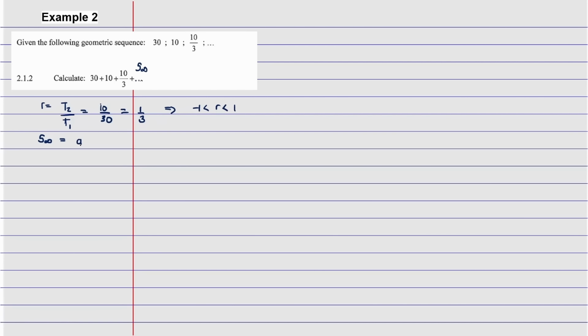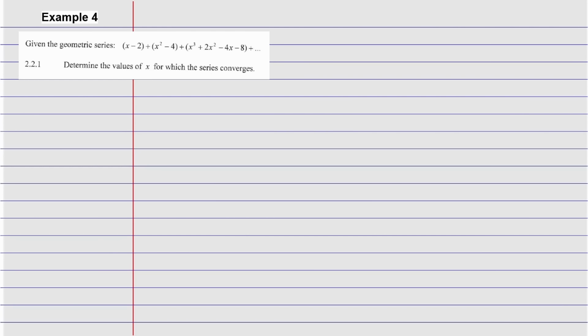Which is going to be a divided by 1 minus r. Substitute. We know that our a here is going to be equal to 30, the first term. So it's going to be 30 divided by 1 minus 1 over 3, right? Type that into the calculator. You're going to get that your sum to infinity is equal to 45. And that's how you would do this question.